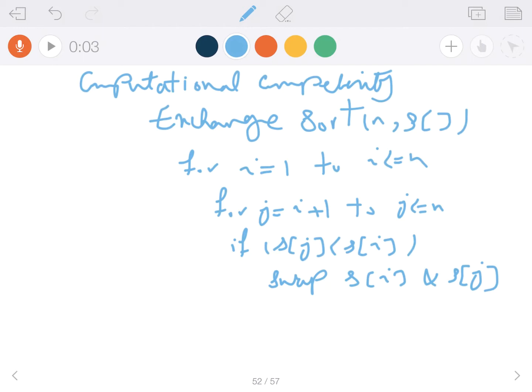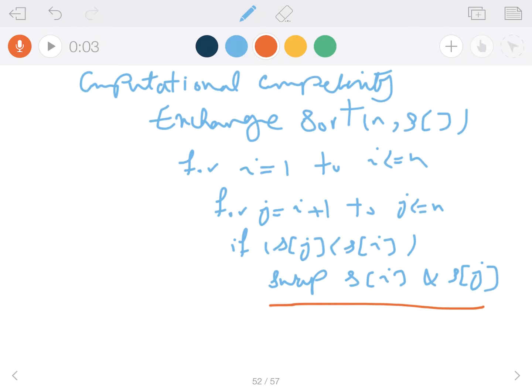Here we are going to see what the time complexity is for the number of assignments of records done in the exchange sort. The number of assignments for every iteration is equal to the swap that we have here. We have these swapping values of S at location I and S at location J.